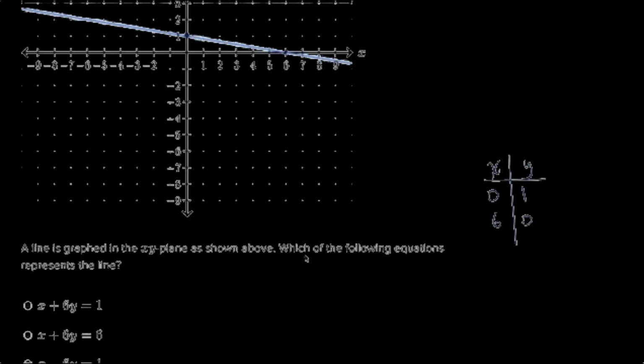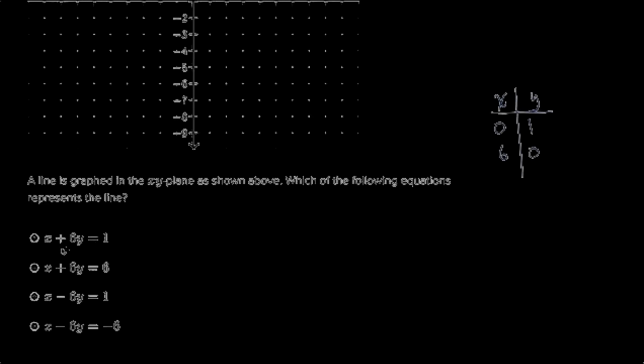A very basic way of approaching this is to see that when x is 0, y needs to be equal to 1. When x is 0, we get 6y is equal to 1. Well, then y is going to be 1/6. Rule that one out. When x is 0, y needs to be 1. If x is 0, then 6y equals 6, so y is going to be equal to 1.